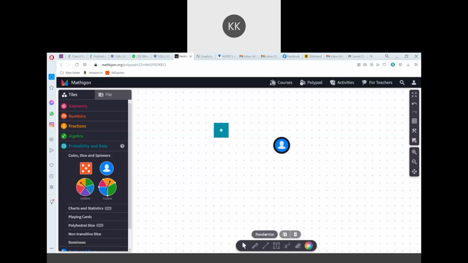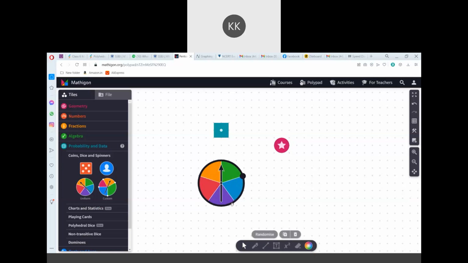What is this? It's a coin. It is for head and tail. If you consider this as a tail, the other one is head. So it is 1 by 2. You must have come across this question also.